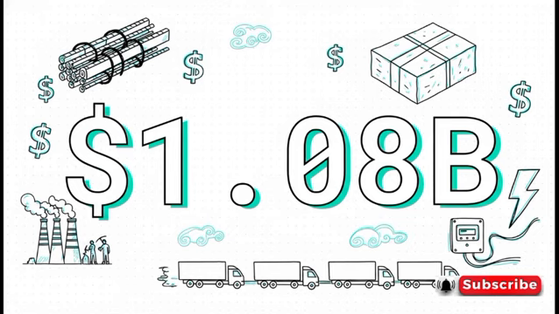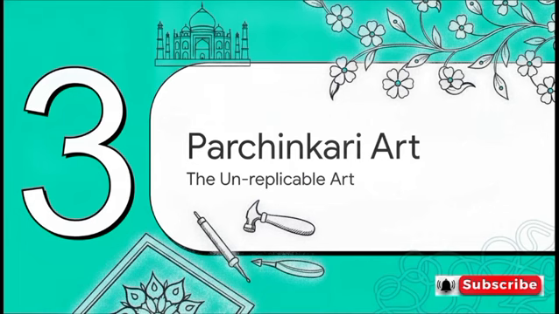For a modern reinforced steel and concrete framework, the massive headache of leasing the mines, the diamond wire extraction of that rare marble, the staggering electricity bills, and the 1,100 transport trucks, we're looking at an additional cost of $1.08 billion. Next up, Section 3, Parchinkari Art, the truly unreplicable art.